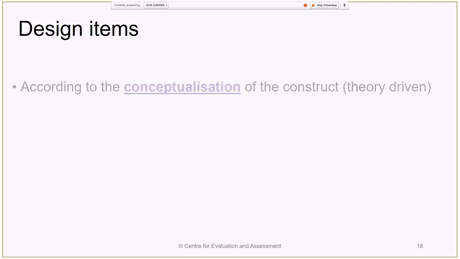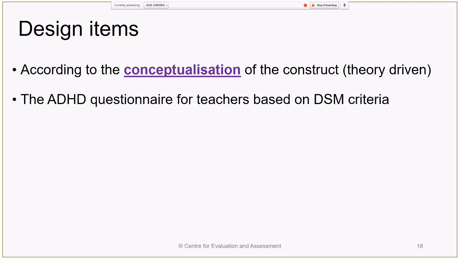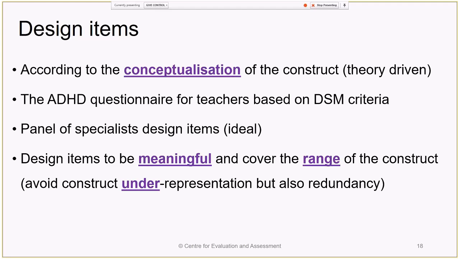But I do also understand that as a student, for example, you might not have the money or the resources to get a panel, but try to get at least 1 or 2 specialists then to comment on your items, so you have some input from people in the field. So you want to design those items to be meaningful and to cover a range of the construct. So just think of our ADHD construct. What if we hadn't included any questions on impulsivity? Then we'd be underrepresenting that construct. But we also don't want redundancy, repeating the same aspect of the construct. We want to avoid both of those extremes.